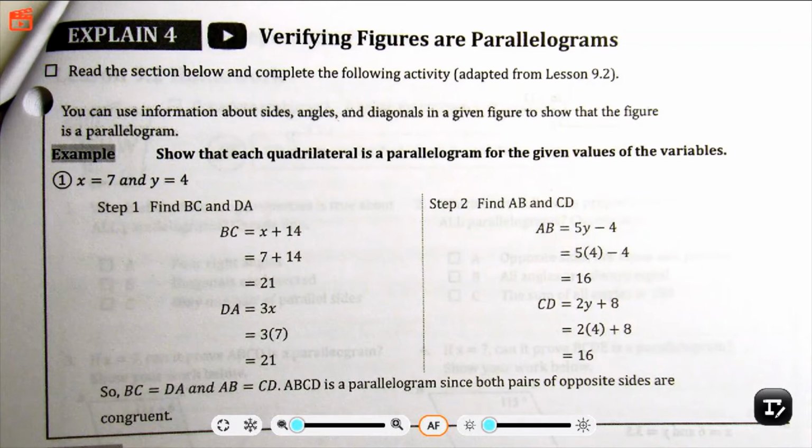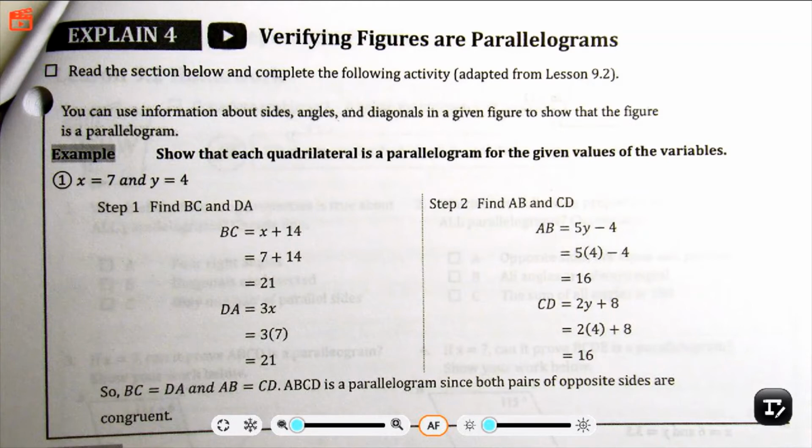So notice that angle F is congruent to angle H because they both equal 118 degrees. And that's what we're looking for. If angle F and angle H are congruent, that's a good indication that this entire object is a parallelogram.